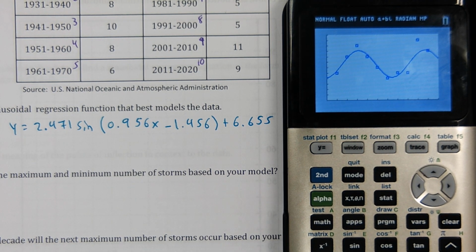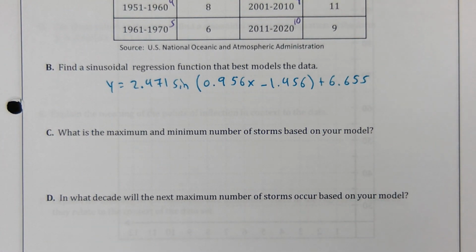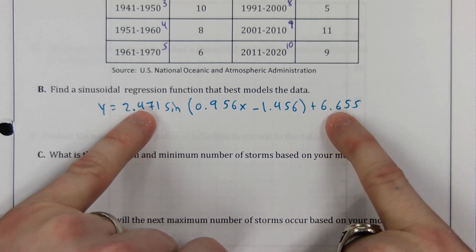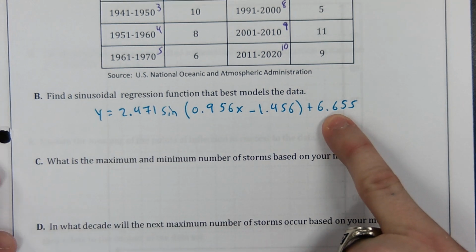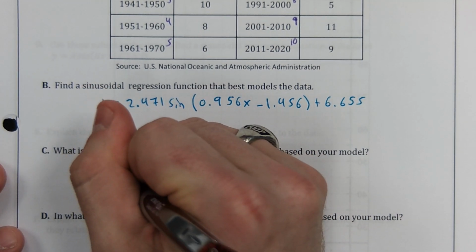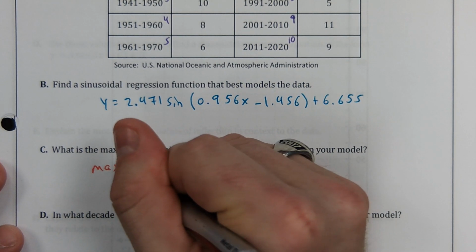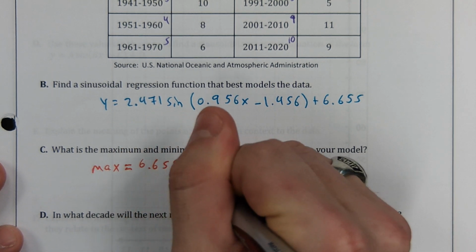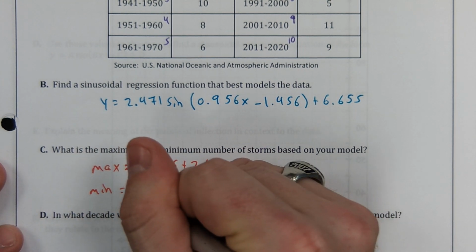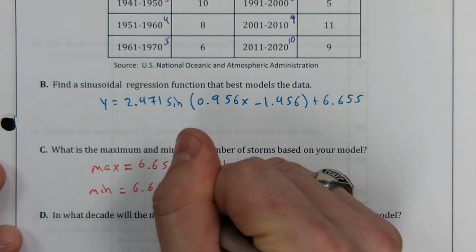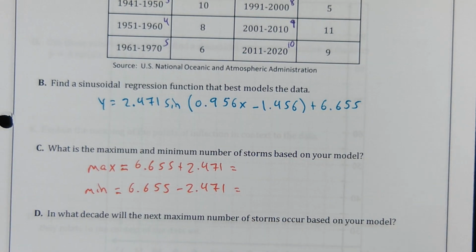So it says, based on the model, what is the maximum and minimum number of storms? But remember, our model shows us a midline with an amplitude. So it's not what is the actual minimum and maximum, it's what does the model predict? Well, our maximum is going to be the amplitude above the midline, so 6.655 plus 2.471, and our minimum will be the midline minus the amplitude. See what we get.